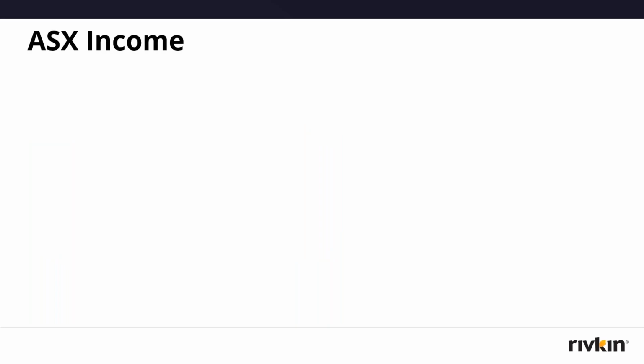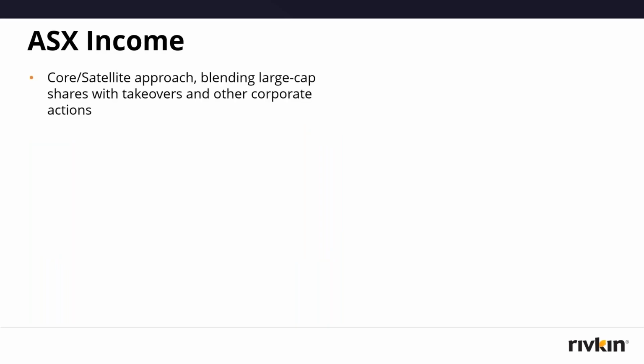So starting with ASX Income, this is probably our most popular one. And that's because it combines a blend of 2 strategies, which are really flagship strategies that we've had in the retail portfolios here at Rivkin for over 20 years. That's focusing on high dividend yielding stocks and event-driven trades. So things like takeovers and other types of corporate actions.